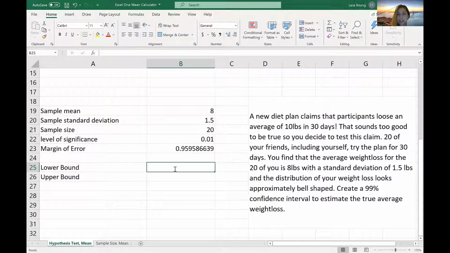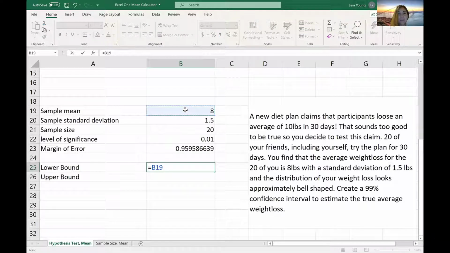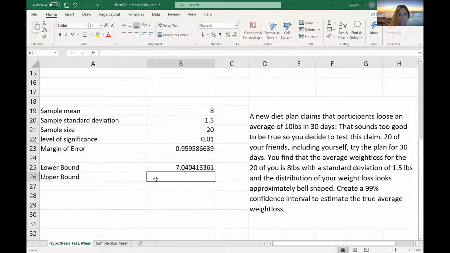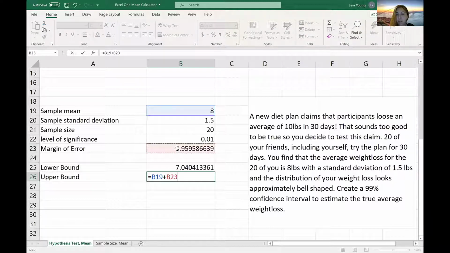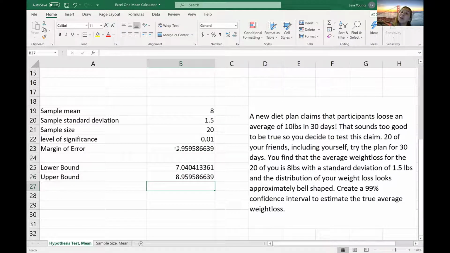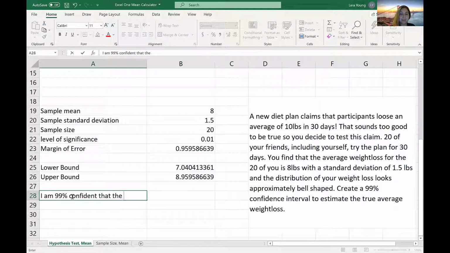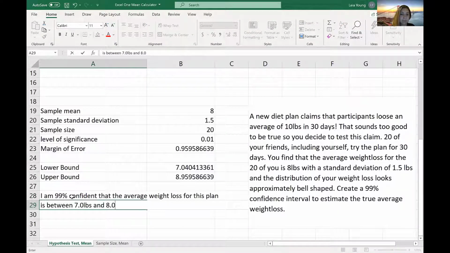The lower bound equals point estimate, sample mean, minus margin of error. Then the upper bound is the point estimate plus margin of error. So equals point estimate plus margin of error. Putting this all together, I am 99% confident that the average weight loss for this plan is between 7.0 pounds and 9.0 pounds.